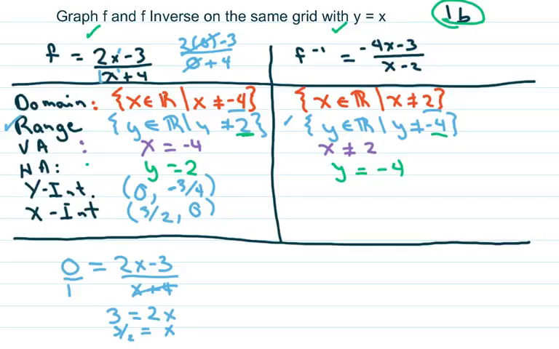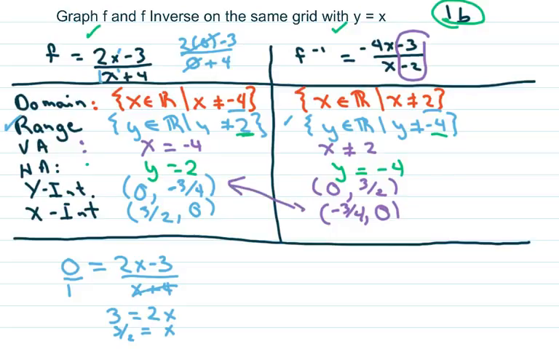And similarly, you can do it for the inverse. My x-intercept, sorry, y-intercept, is when x is 0, we get 3/2. And when y is 0, we're going to get -3/4. And if you notice what happened here, all we did was switch the x and the y's. Okay, now all we have to do is graph this.